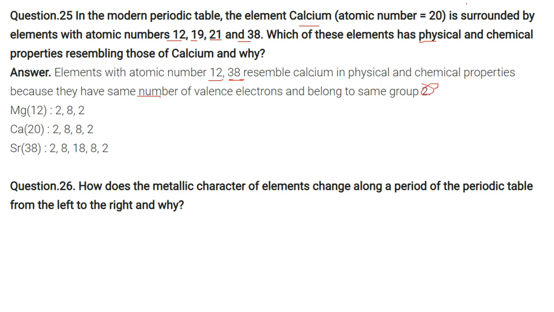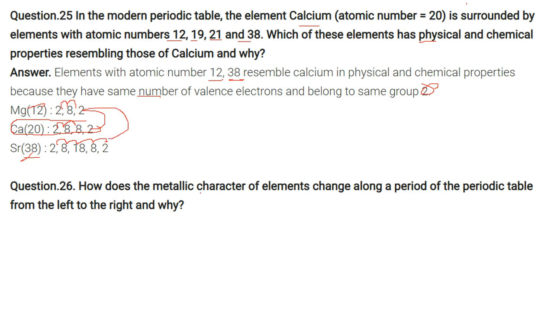So 2, 8, 2 is magnesium, 2, 8, 8, 2 is calcium, and 2, 8, 18, 8, 2 is Sr. So as we said, the atomic numbers 12 and 38 will resemble calcium. They have the same number of valence electrons. Calcium has 2 valence electrons, magnesium 2, and Sr 2.